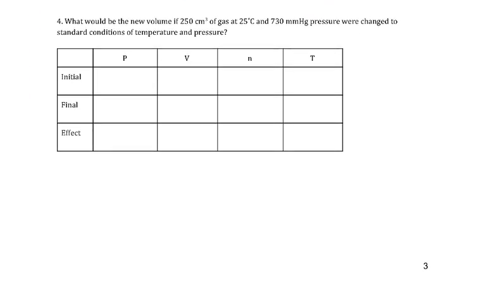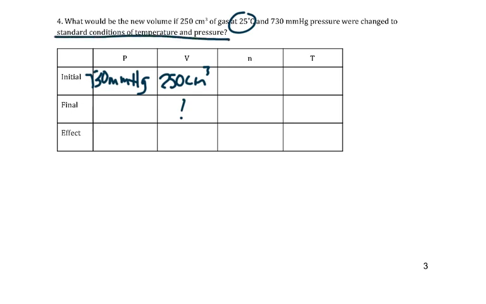Go ahead, read through it, and you can start filling in your chart. So what would be the new volume? Put a question mark there. If 250 centimeters cubed of gas at 25 degrees Celsius with 730 millimeters mercury as your initial pressure were changed to standard conditions of temperature and pressure. So remember, STP, the standard pressure we used earlier, 1 atmosphere, which in this case we already have millimeters mercury, so let's just go ahead and be consistent with that.